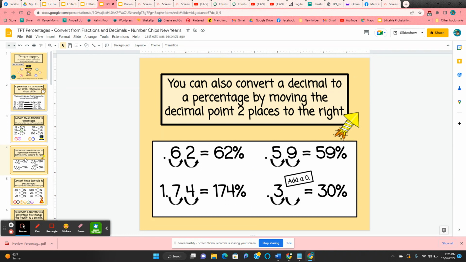Now, another way to convert from a decimal to a percentage is to move the decimal point 2 places to the right. So, for example, 62 hundredths, you move the decimal 2 places to the right and you get 62%. 1 and 74 hundredths, move the decimal point 2 places to the right, and they get 174%. Now on this one, if they move the decimal 2 places to the right, they're going to get a blank space where they need to add a 0, so that would make it 30%.